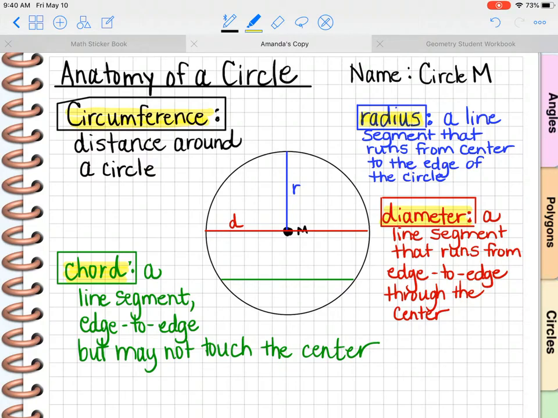So you have now the anatomy of a circle. This is circle M. Again, circle M is named by the center point. Whatever that point's name is, you have circle M. You also see radius and diameter. Okay.